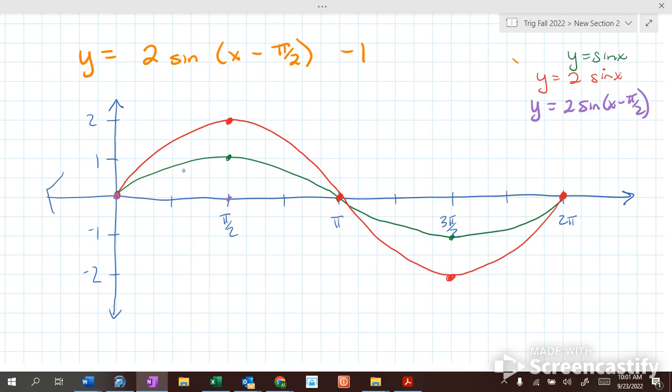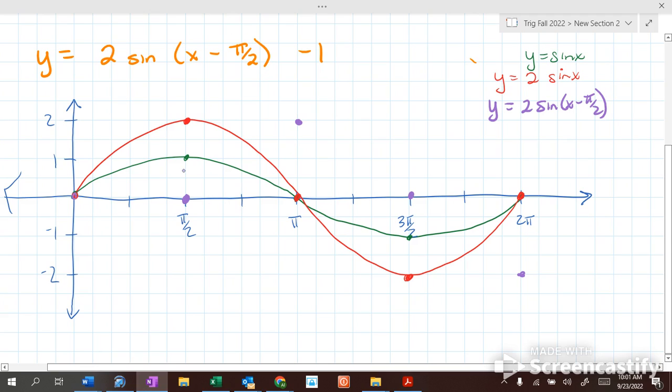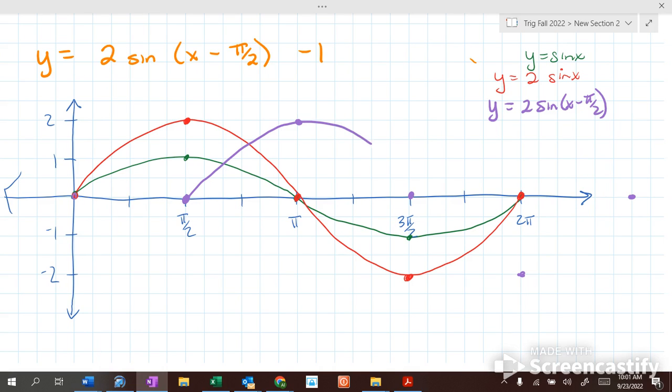So, red graph, 6 squares to the right. Red graph, 6 squares to the right. There we go.